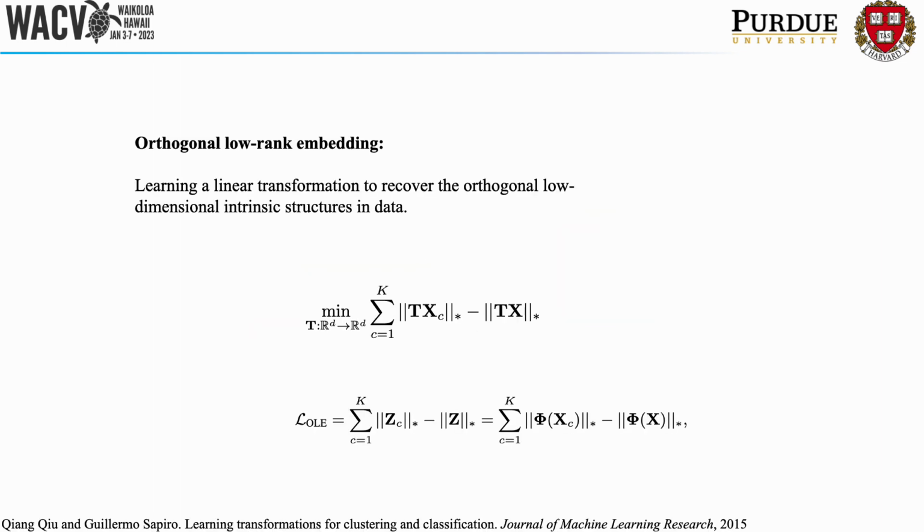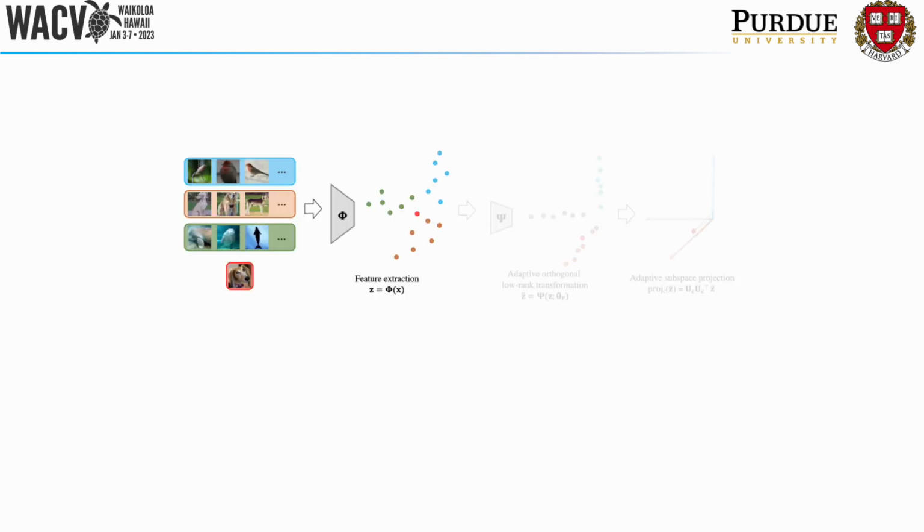Specifically, this is achieved by orthogonal low-rank embedding, which was originally proposed to learn a linear transformation to recover the orthogonal low-dimensional intrinsic structure in the data, and is further extended to deep learning, where the phi here can represent any deep feature extraction. The first term of this orthogonal low-rank embedding encourages the transformed representation of each of the k classes to reside in a low-rank subspace, where star here denotes the nuclear norm. And the second term promotes the orthogonality of the subspaces across different classes.